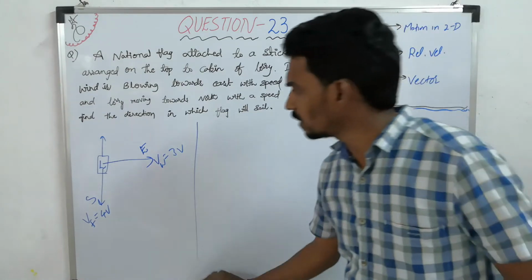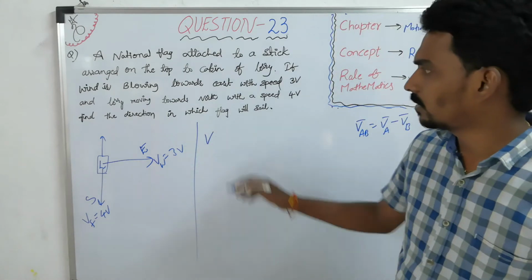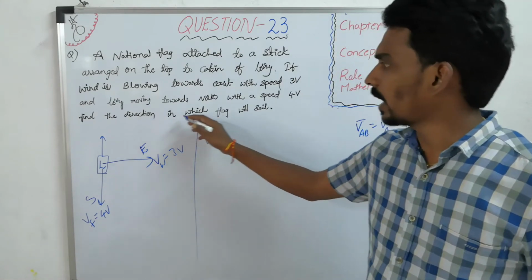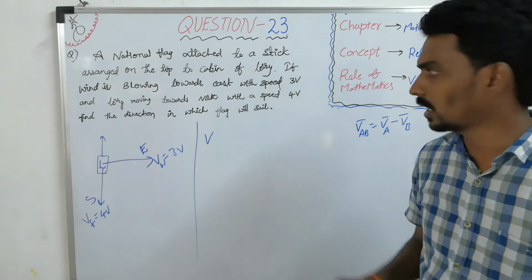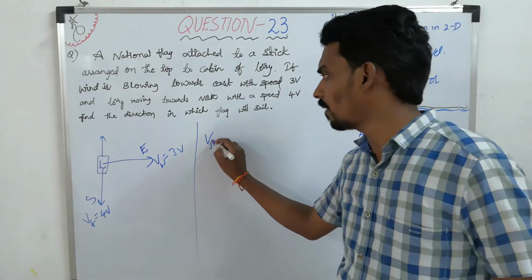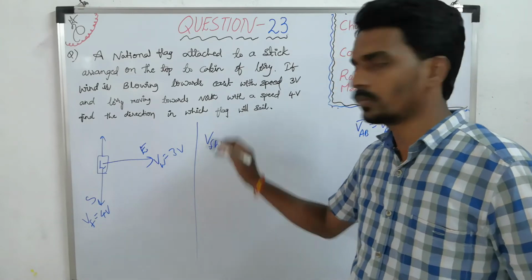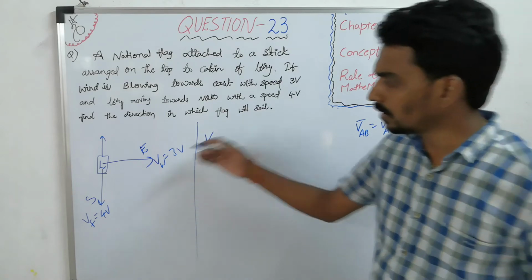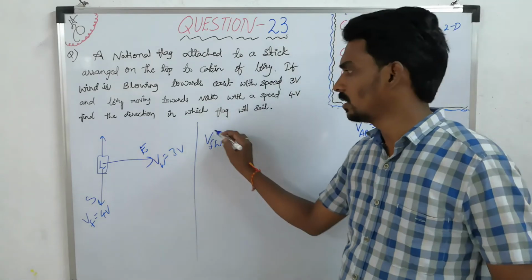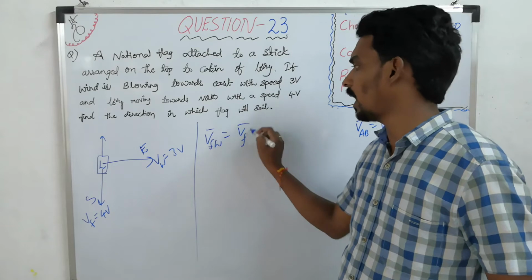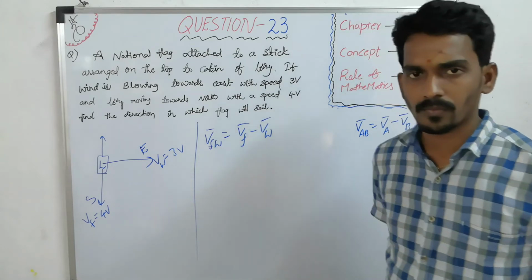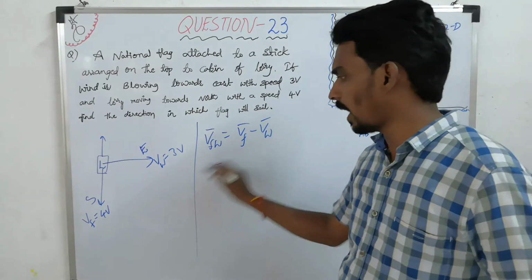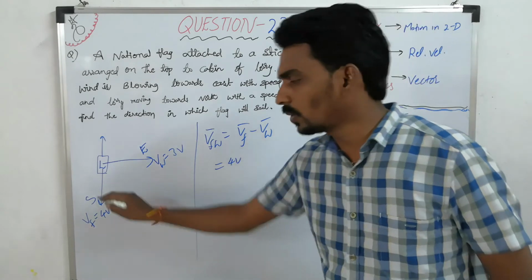Now they are asking, find the direction in which the flag will sail. That means the velocity of the flag with respect to wind, because wind velocity also will affect it. So that is velocity of flag minus velocity of wind. So the velocity of flag is 4v towards south.